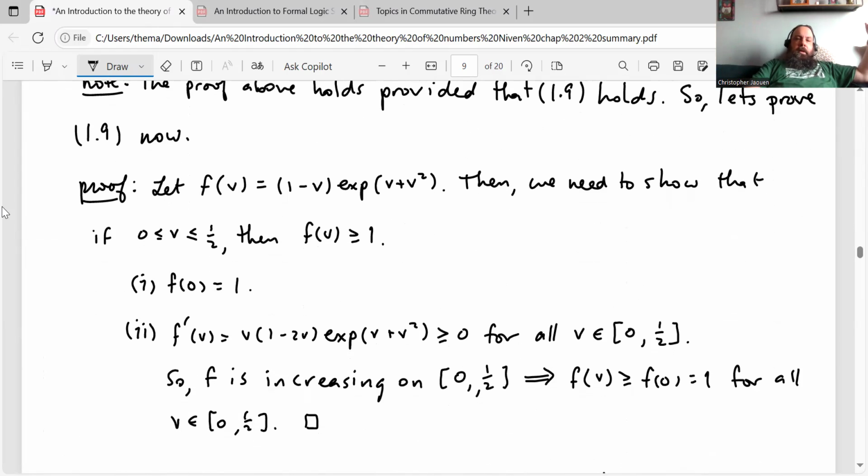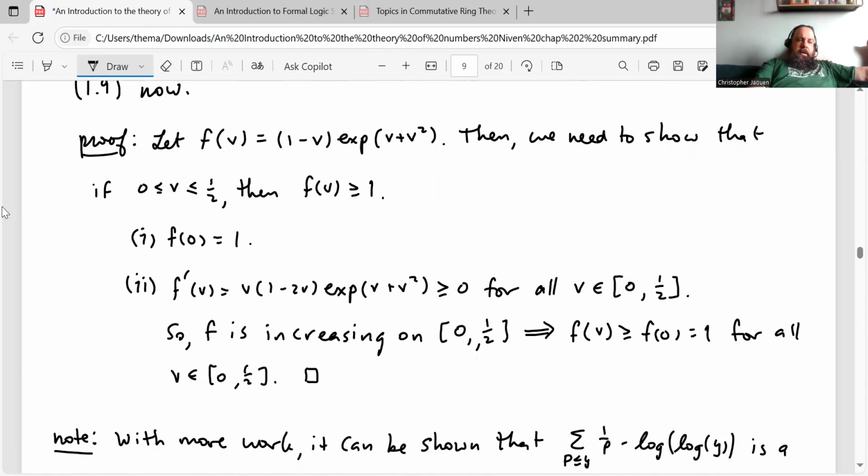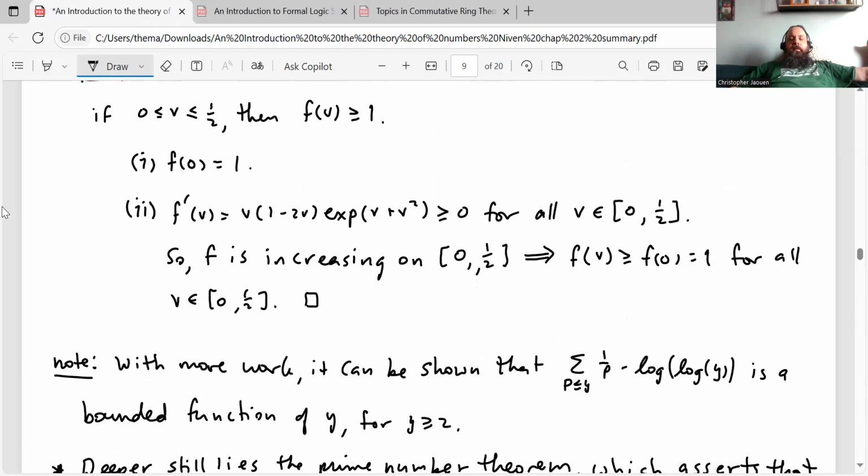So define the function f of v to be equal to (1 minus v) times the exponential function evaluated at v plus v squared. Then we need to show that if v is between 0 and 1/2, then f of v is greater than or equal to 1. So f of 0 is equal to 1, so that's okay. And then, take the derivative, f prime. Take the derivative of f.